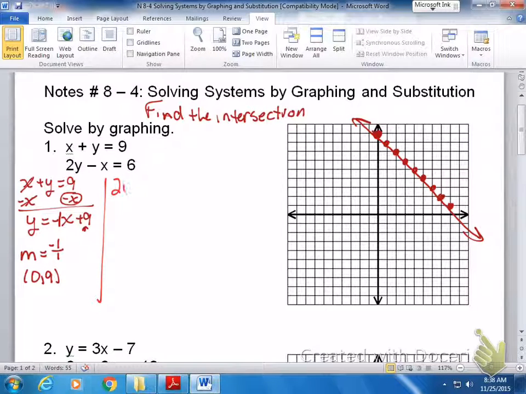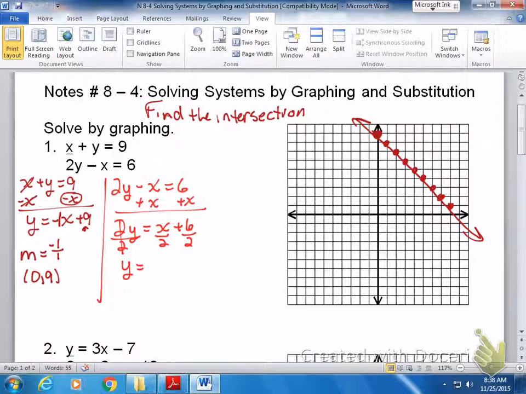We also have 2y minus x equals 6. We want to move our x's again first, so this time it's minus x. I'm going to add x to both sides. I get 2y equals x plus 6. But y is still not by itself. To undo multiplication, I divide by what's in front of y, and I do it to everything. Those cancel, leaves me y equals x over 2, which can be rewritten as 1/2 x, plus 6 divided by 2 is 3.